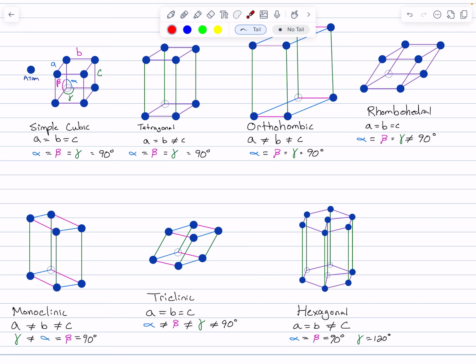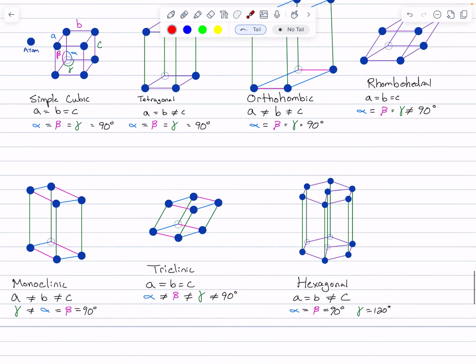Rhombohedral, right? You take the simple cube and you just move the top. Instead of being vertical here, we slid the top over. Kind of fun. Monoclinic, where A, B, and C do not equal each other, right? One of the angles is not 90, but the other 2 are. Triclinic, it's the same side. A, B, and C are all the same, but none of the angles are the same, and they're not 90.